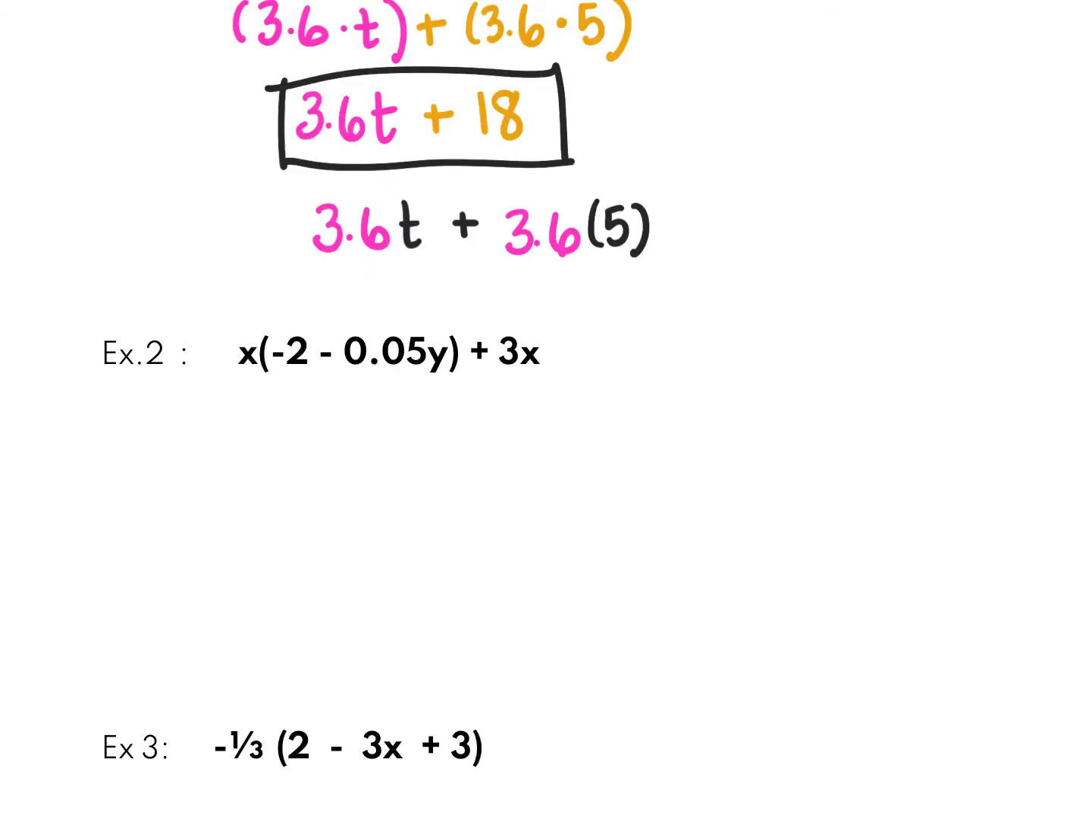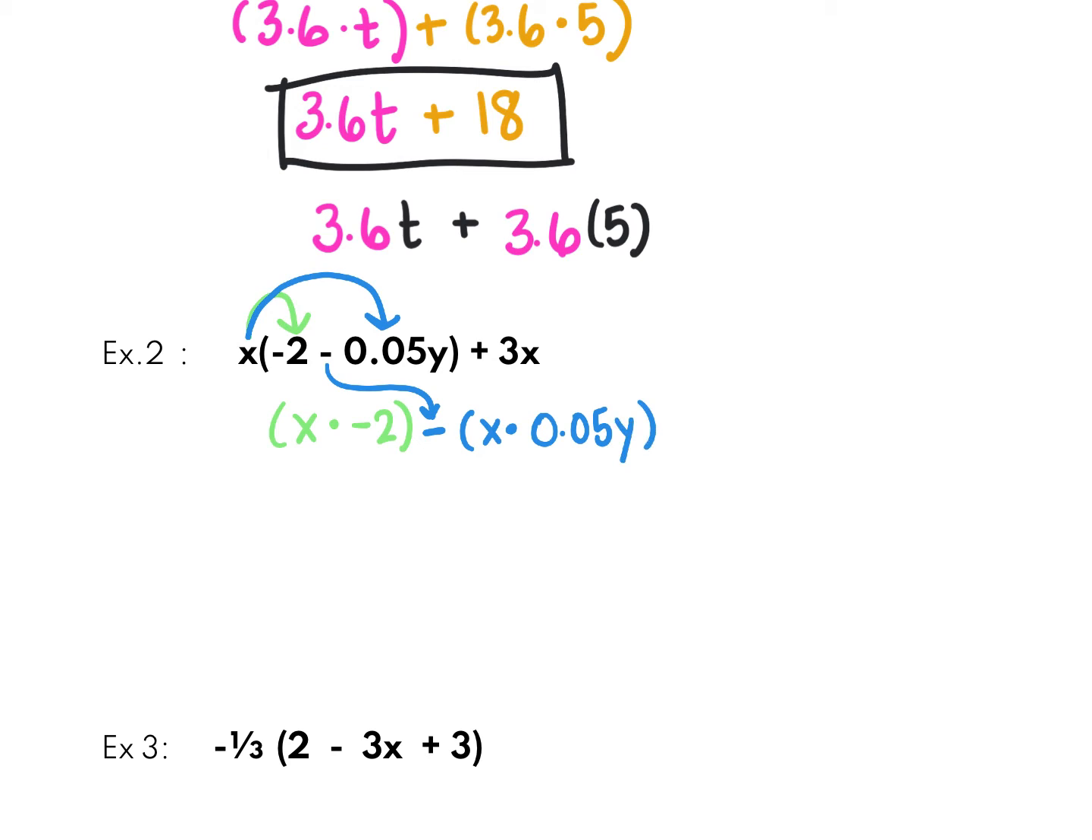Example 2, my friends, we are going to take this as x times negative 2 minus 0.05y in parentheses, plus 3x. So I am going to distribute this x to my negative 2. This is going to be x times negative 2. Then I am going to distribute my x to the next term, which is 0.05y. I still have this subtraction sign right here, and now I have x times 0.05y. We have 2 variables. That's okay. We can multiply those together.